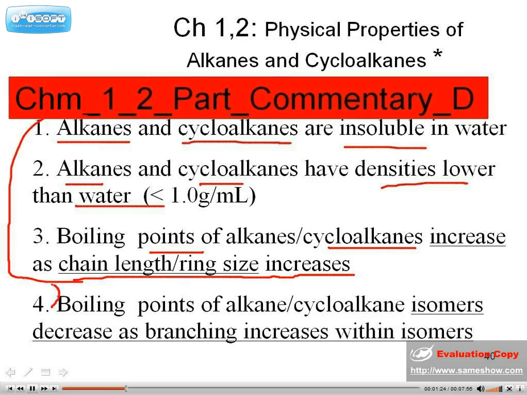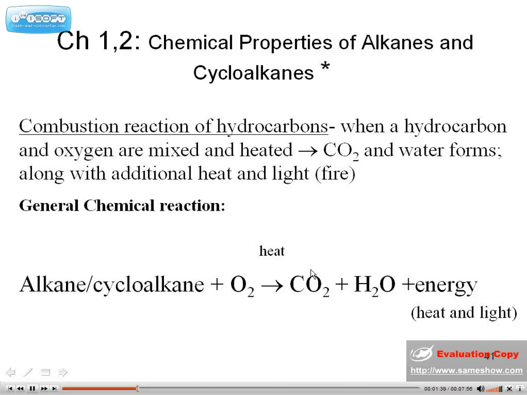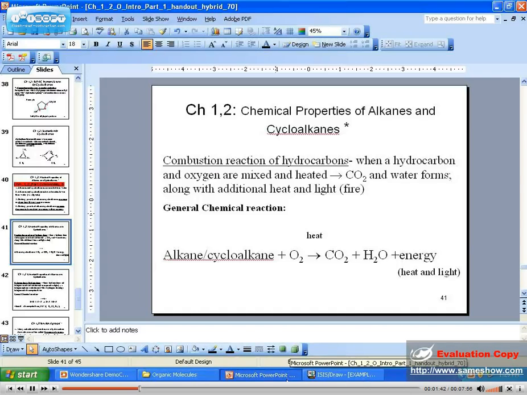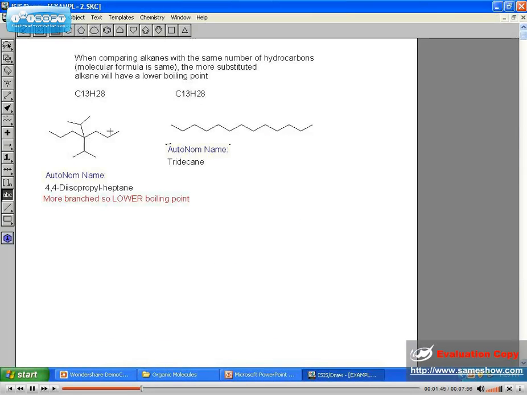This last one's a little bit more difficult, so let's go ahead and go to ISIS so we can understand this a little bit more clearly. Boiling points of alkane and cycloalkane isomers decrease as branching increases. So going over to ISIS. Here we have two examples. The first one I'm going to lasso. This is 4,4-diisopropylheptane. There are those special alkyl branch names you have to memorize. So we see those also in action here.